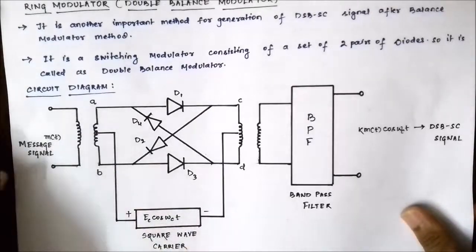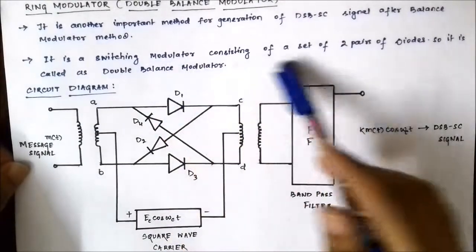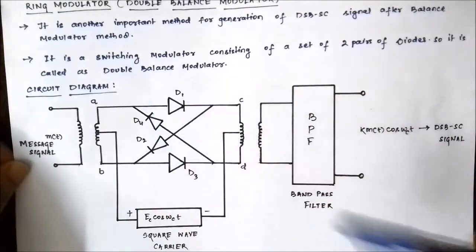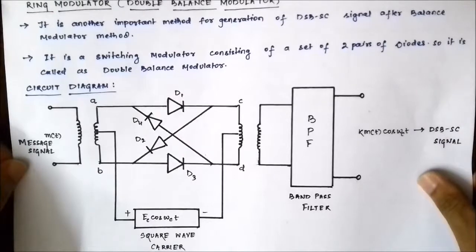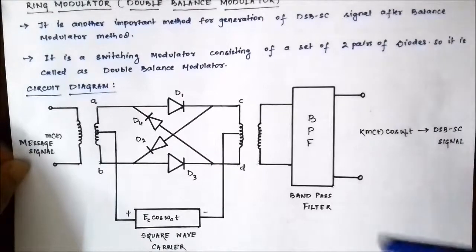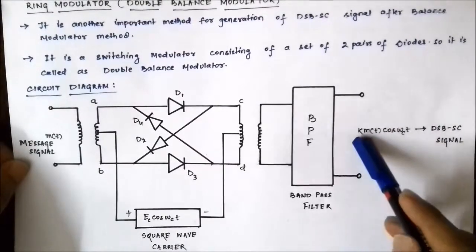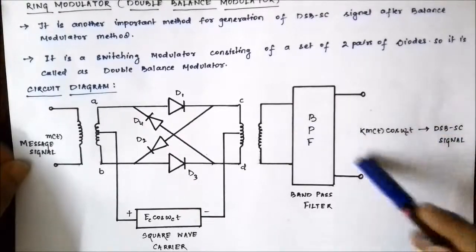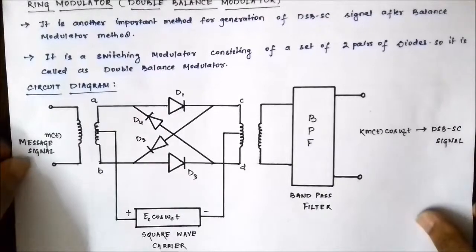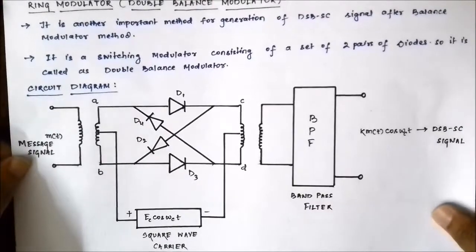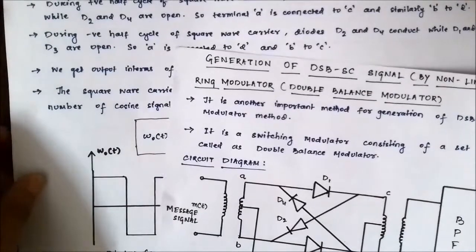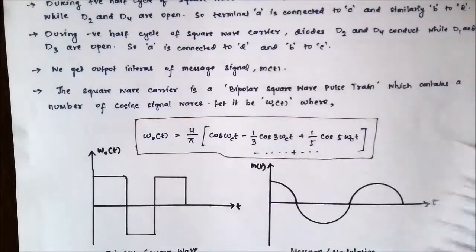Okay. So basically this is a switching modulator. It is also called a switching modulator, the double balance modulator. So you get the output signal in this form, K into m(t) into cos omega_c t, which is the standard expression of a double sideband suppressed carrier signal. So let us go into the mathematical explanation and the working principle of it.